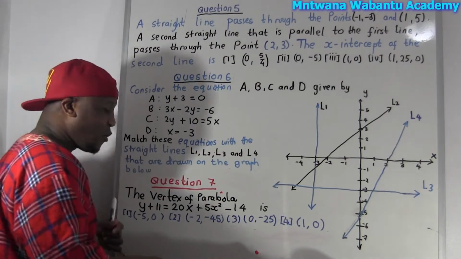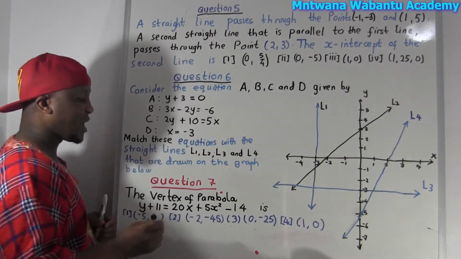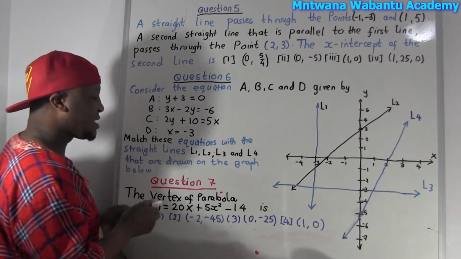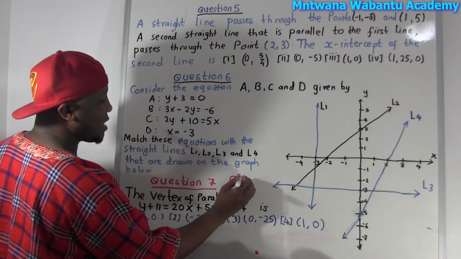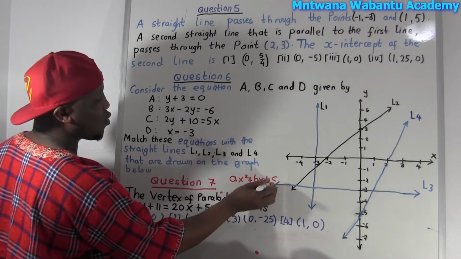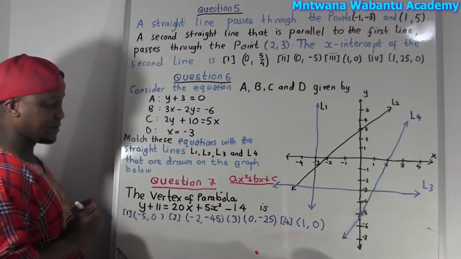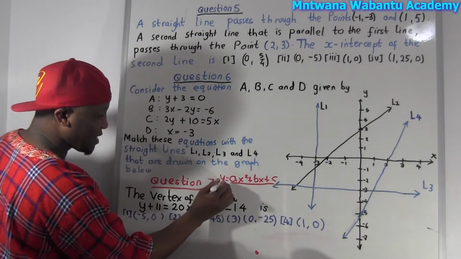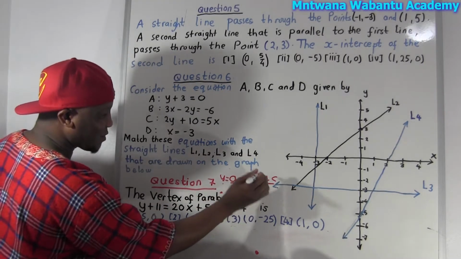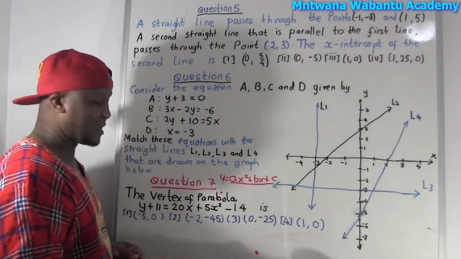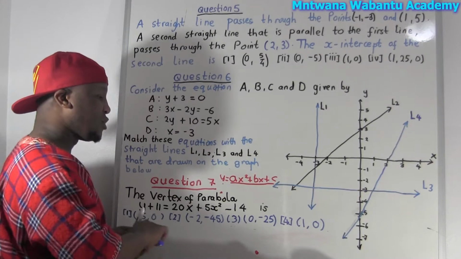Before we do that, make sure your equation is in the standard form of quadratic. What is the standard form of quadratic? This is the standard form: ax squared plus bx plus c. The equation must be in this format. Then you say y, meaning the function, equals ax squared plus bx plus c. When it's in this format, getting the vertex is easy. So we use this formula to get the vertex.